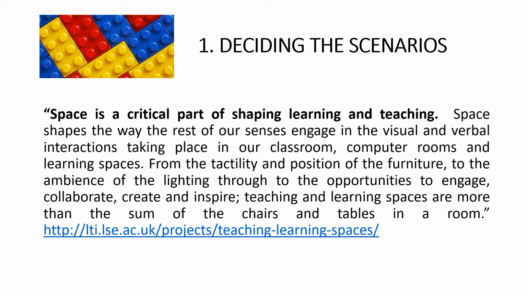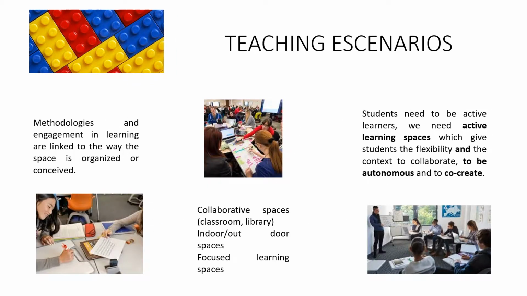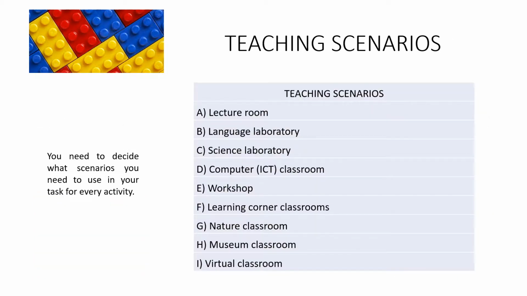As you have decided your activities already, you now need to consider where these activities are going to take place. Are they going to be developed outdoors, indoors? Are they going to be collaborative activities which require collaborative spaces, such as a library or a classroom? You need to think of the possibilities you have at your school or outside. These could be the lecture room, the language lab, the ICT room, a workshop, learning corners, a virtual classroom, a visit to a museum.